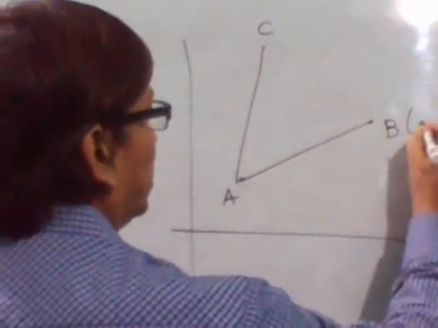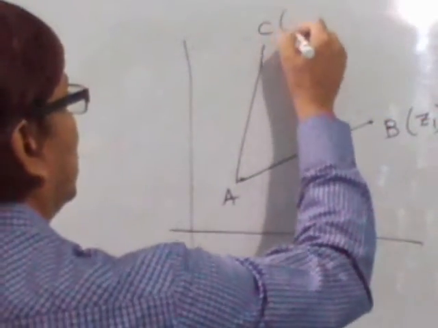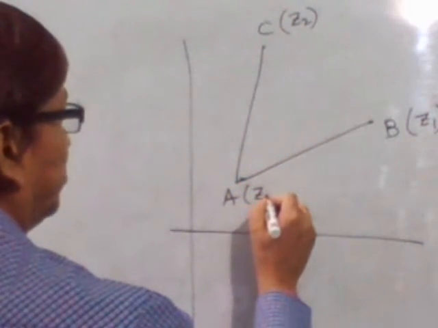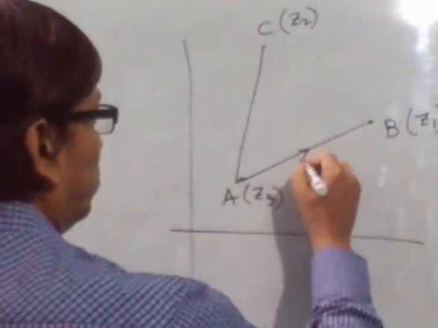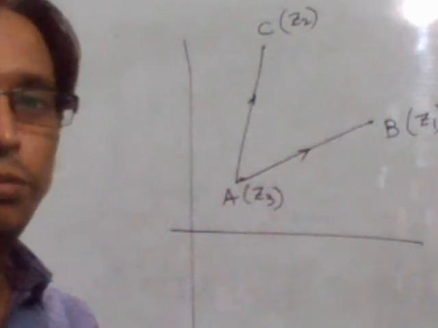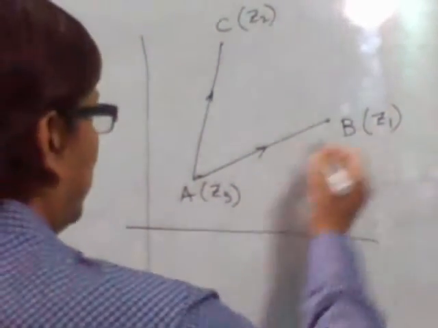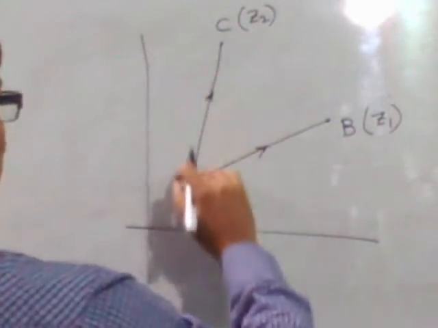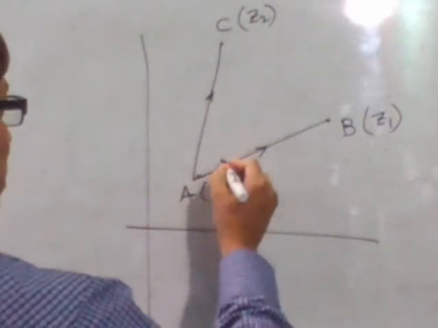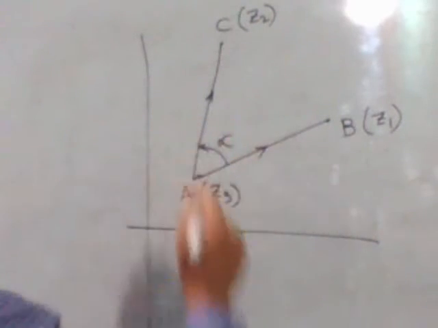Now suppose the position vector of point B is Z1, the position vector of C is Z2, and the position vector of A is Z3. So here the AB vector will be equal to Z1 minus Z3, and the AC vector will be equal to Z2 minus Z3. Now if we want to find this angle alpha, this angle is always measured anti-clockwise.